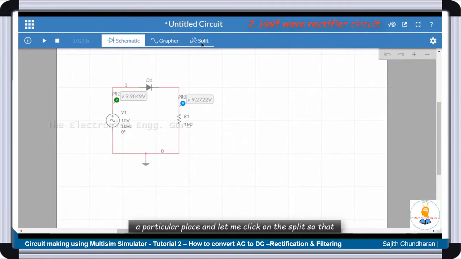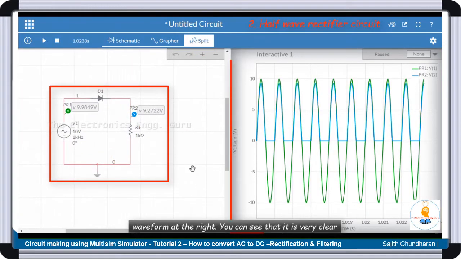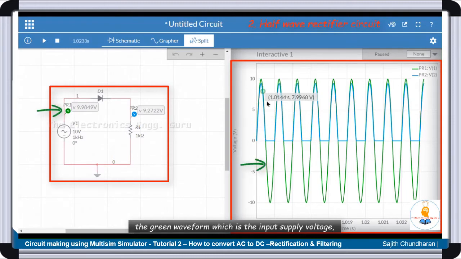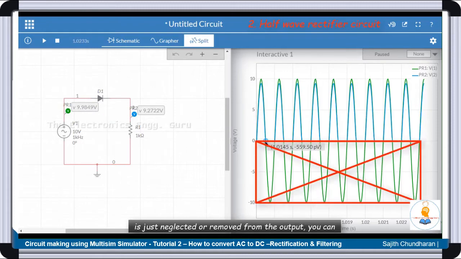And let me click on this split so that I can see the schematic diagram along with the waveform at the right. You can see that it is very clear. The green waveform, which is the input supply voltage, green as you can see from the color here from the voltage probe. The green is the input voltage supply sine wave, and the blue one is the output. As you can see over here, the blue one is a half wave. It's only half wave. Half of the wave only comes at the output, and the remaining half is just neglected or removed from the output.